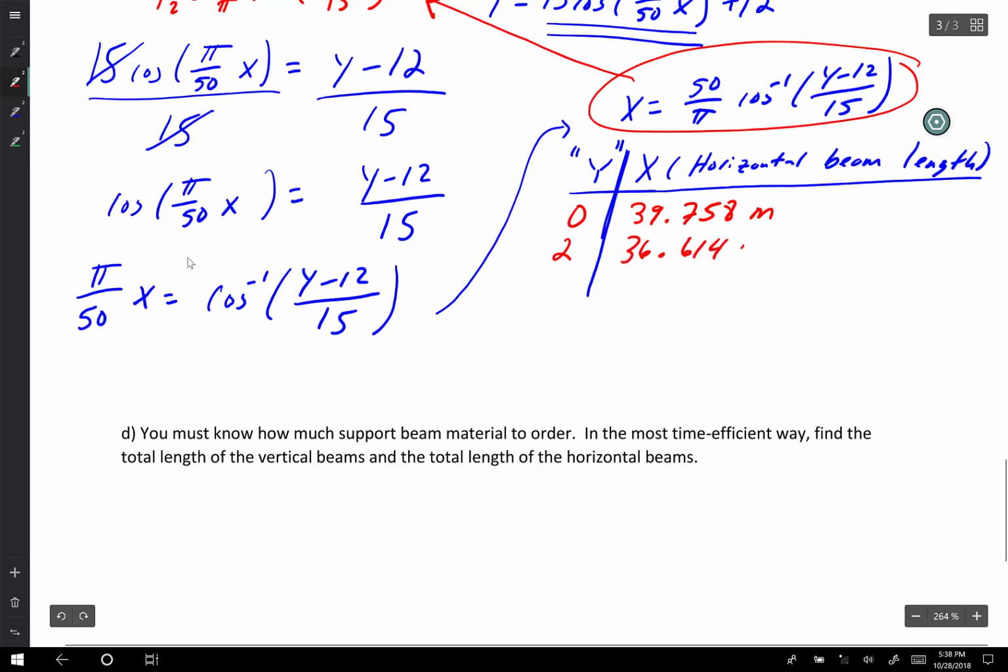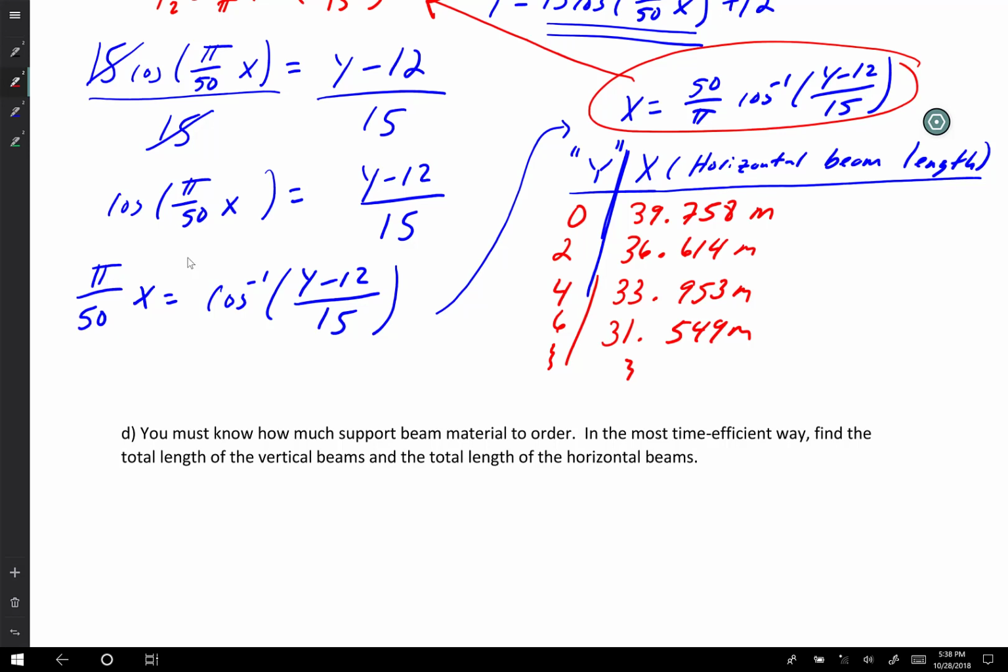at 2, it is 36.614. At 4, it is 33.953. Keep going, guys. All the way down to 5.449. Keep going. All the way to 26.